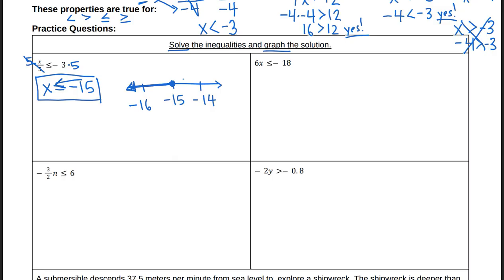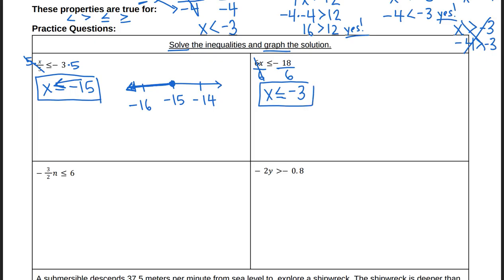It was just like as if we were solving an equation, and nothing different there because we multiplied by a positive number. So over here, we are going to end up dividing by 6 to solve this inequality. So we have 6x less than or equal to negative 18. I'm going to undo this multiplication between 6 and x by dividing. I have x is less than or equal to negative 18 divided by 6, which is negative 3.